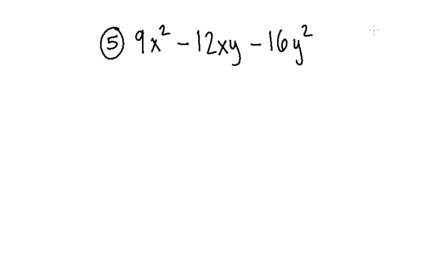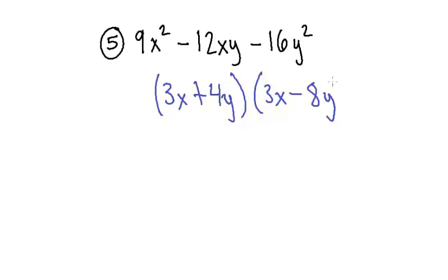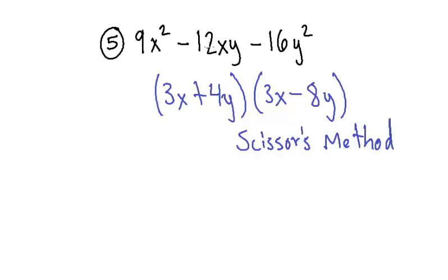Does that mean the exercise cannot be solved? No, the exercise may be able to be solved. Actually, the answer for this exercise is 3x plus 4y times 3x minus 8y. Now, you're not going to get this answer using this method. For this, you have to use something we call scissors method. So it's not related to this. So technically speaking, you cannot solve this exercise with method number 4. You have to use another method.